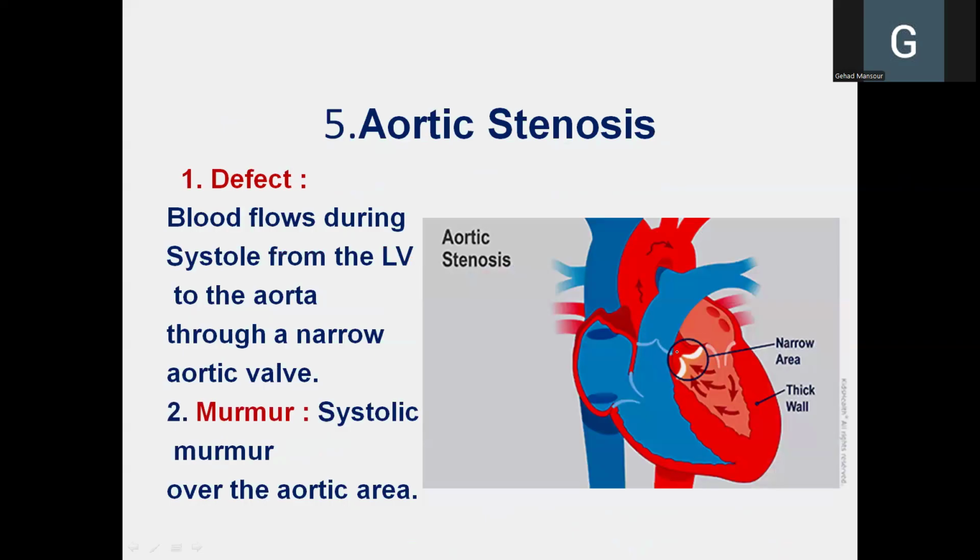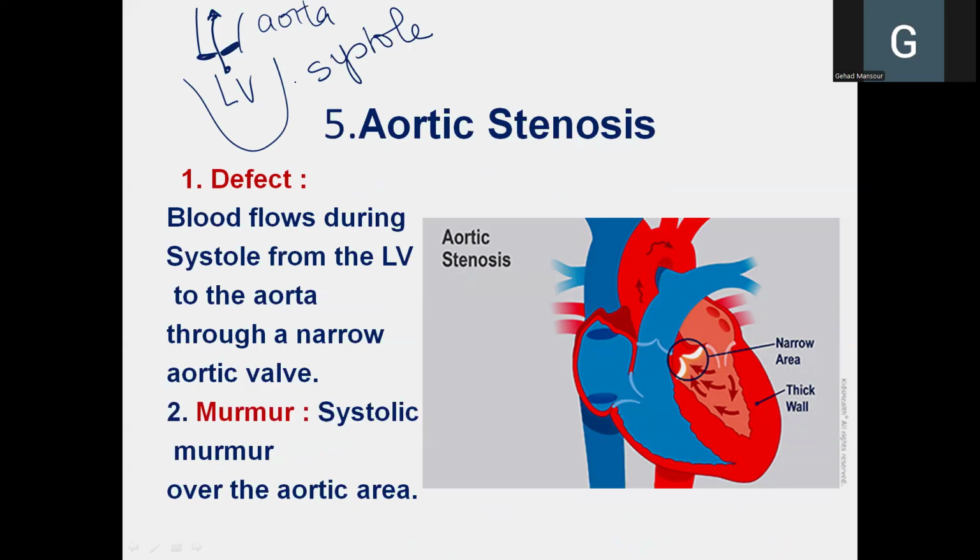In aortic stenosis, there is difficulty for the blood to pass from the left ventricle to the aorta. Of course, when does the blood pass from the left ventricle to the aorta? During left ventricular systole. Why? Because the valve is narrow. The valve is stenotic. So we would have turbulent blood flow during systole, and since we have turbulent blood flow during systole, we will have a systolic murmur.